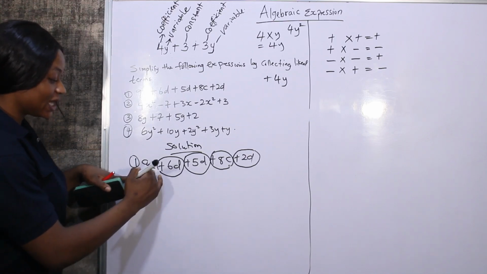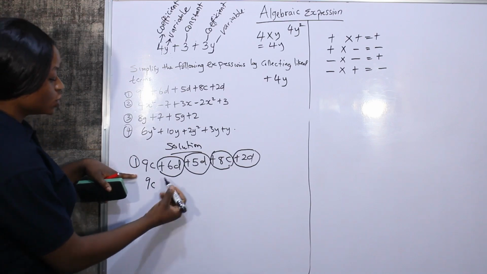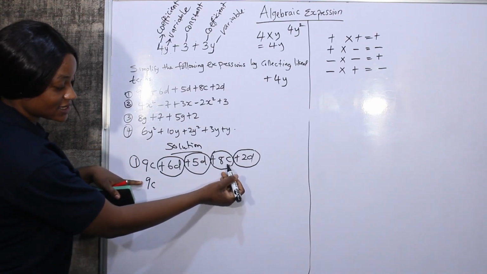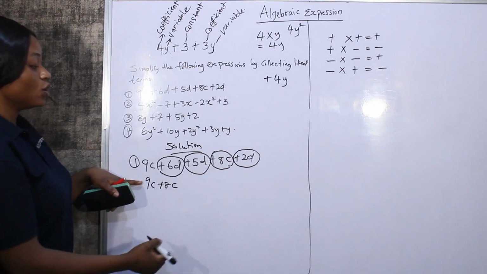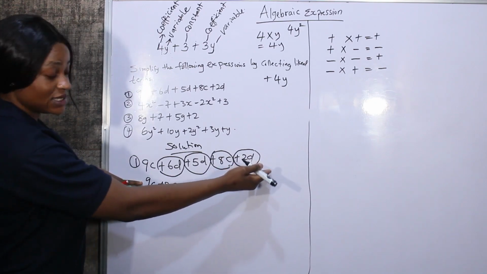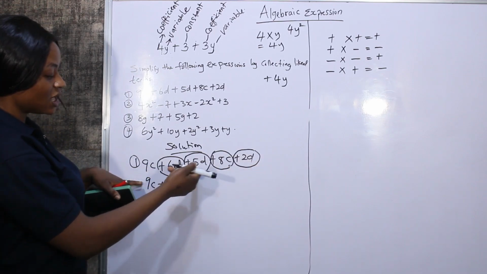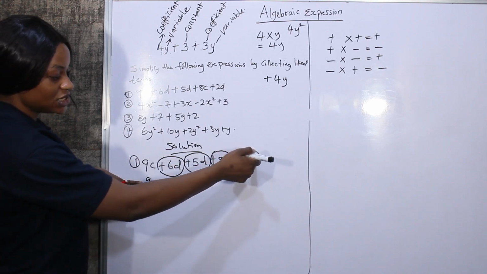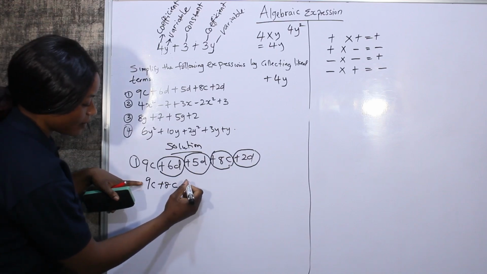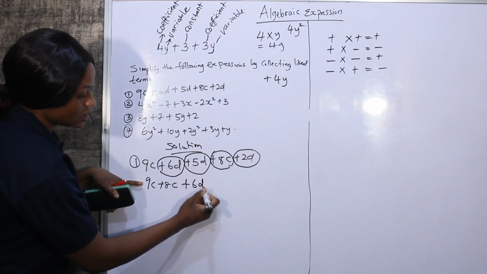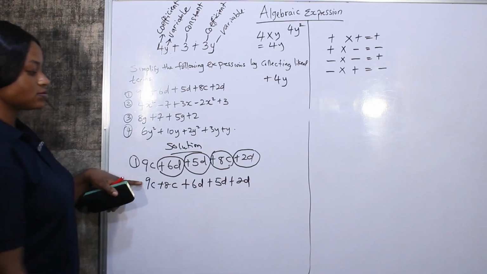Now, in order for you to collect like terms, as you are collecting the like terms, make sure you bring them together with the sign. So 9c and 8c, they are like terms, so you are going to bring them together. So we have plus 8c. You look out again, is there any number with c there? No. So now we have what? 6d. You can see plus 6d here, you can see 5d here, and you can see 2d here. All of them have the same variable of what? D. So you are going to bring them together. Plus 6d plus 5d plus 2d.